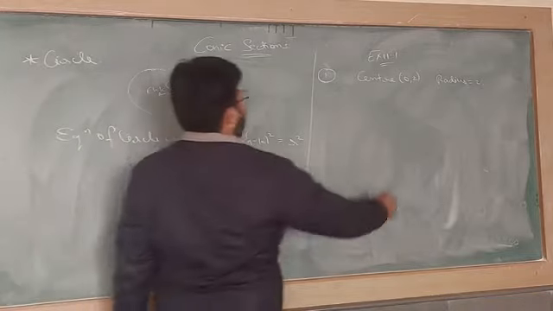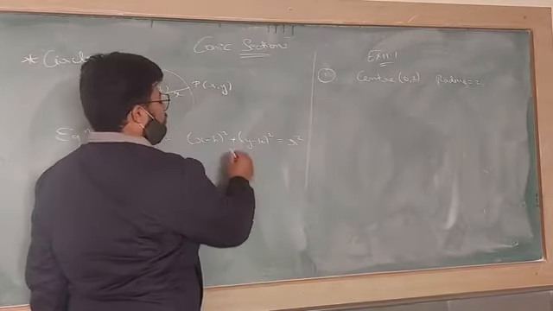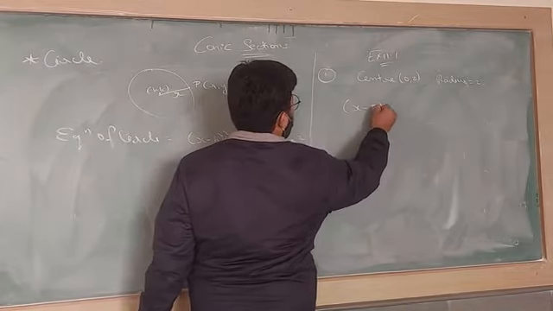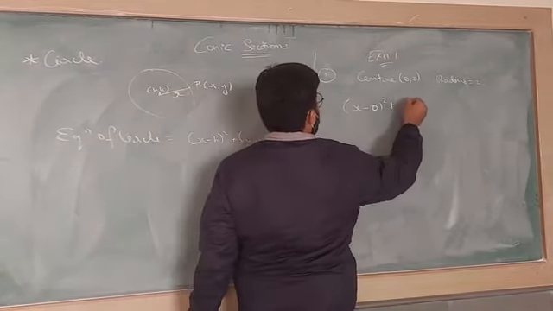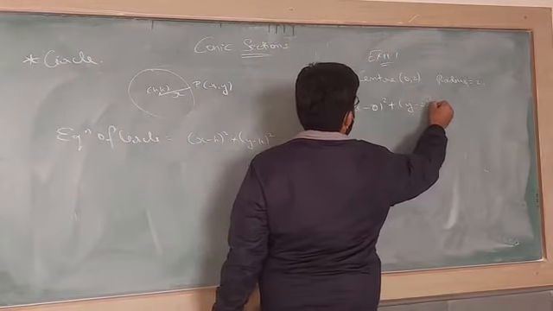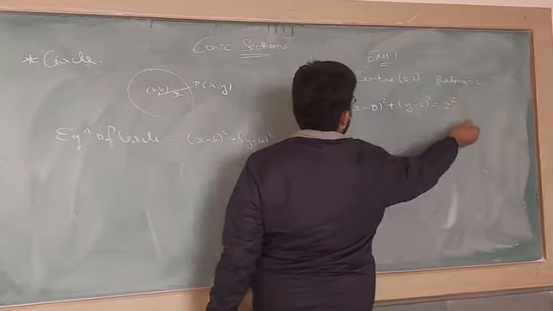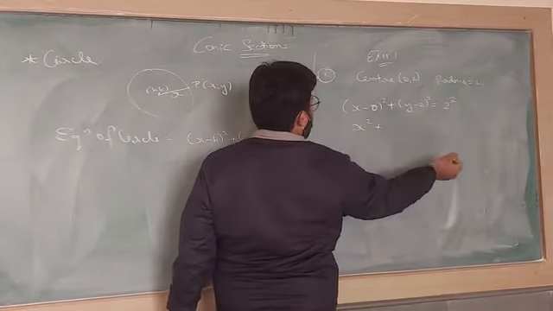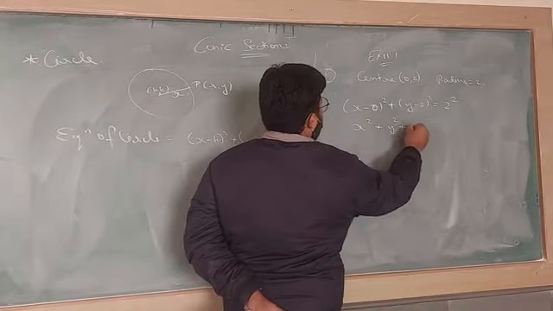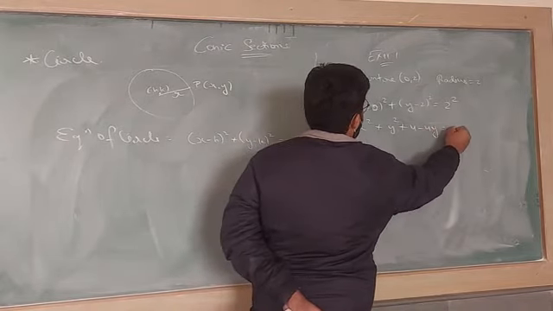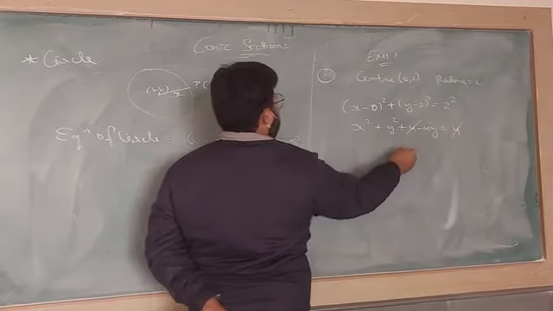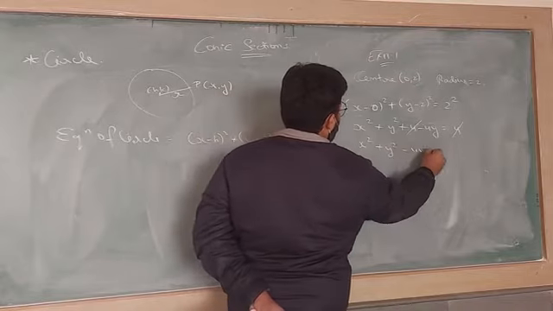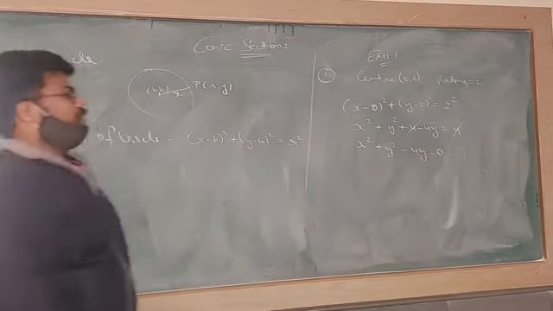So here the center is 0 and 2. Now you will put in the equation: x minus 0 whole square plus y minus 2 whole square equals the square of 2. Now it is x square, and a minus b whole square we can open, so y square plus 4 minus 4y equals 4. This we can cancel. So the equation of circle is x square plus y square minus 4y equals 0.